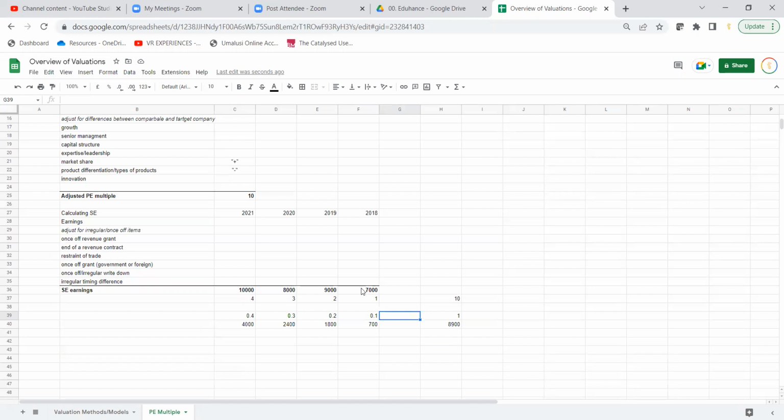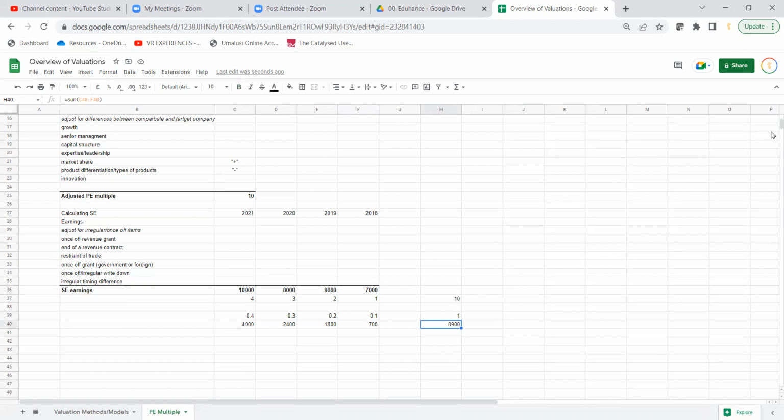Okay, so how do you do it? You just simply start with year 1, and you say 1, 2, 3, 4, add it up, you get 10, whatever you get. Okay. Then you say 4 divided by 10, 3 divided by 10, 2, whatever you get for each weighting, it should add up to 1. And then you say sustainable earnings times the weighting to give you these numbers. So if you add up the weighted average, it will be 8,900. Okay, so 8,900, that would be your sustainable earnings.